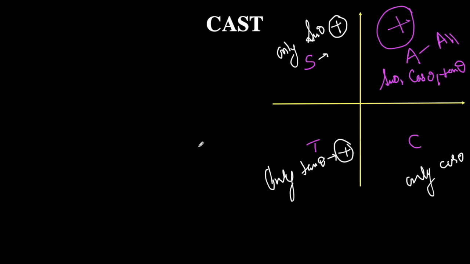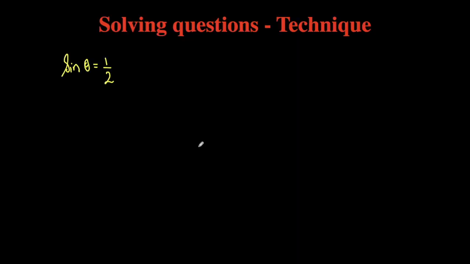So I'm going to take one question. How do you solve this type of question? Sine theta is equal to half. You can say sine theta is half, I think it is 30 degrees. You have to solve for theta between 0 and 360. So we have to find the value of theta here if you have this question.